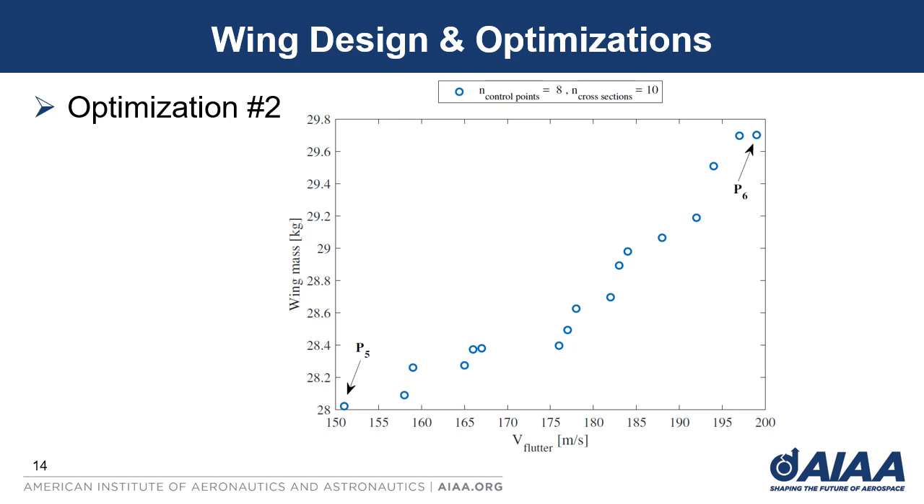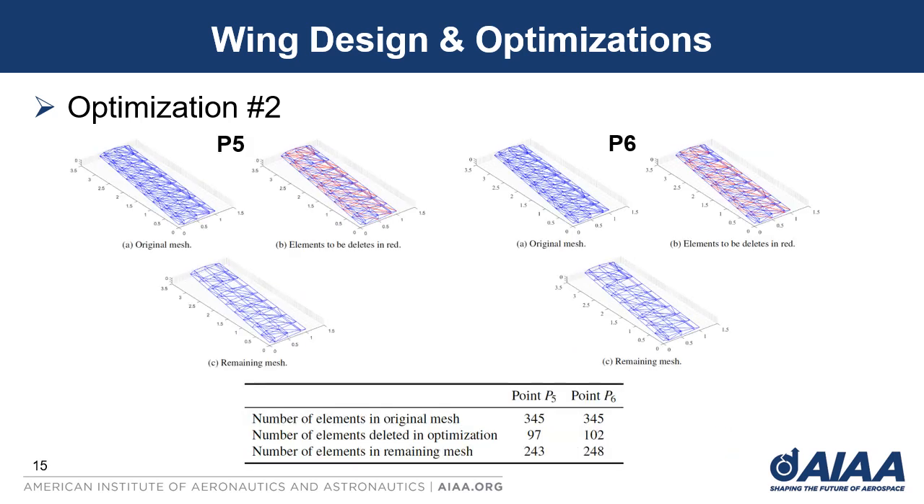Each point of the Pareto represents a different combination of design variables, which in this case means a different combination of outer diameter and tubular thickness. So selecting 2 points from this Pareto, that is P5 and P6, we have the following. Here you can see the original meshes, the elements to be deleted in red, and the remaining mesh. As you may notice, the number of original mesh elements on both wings, points P5 and P6, were equal. However, during the optimization, the algorithm defined different thicknesses and diameters for the elements, in addition to eliminating different elements that were identified as unnecessary.